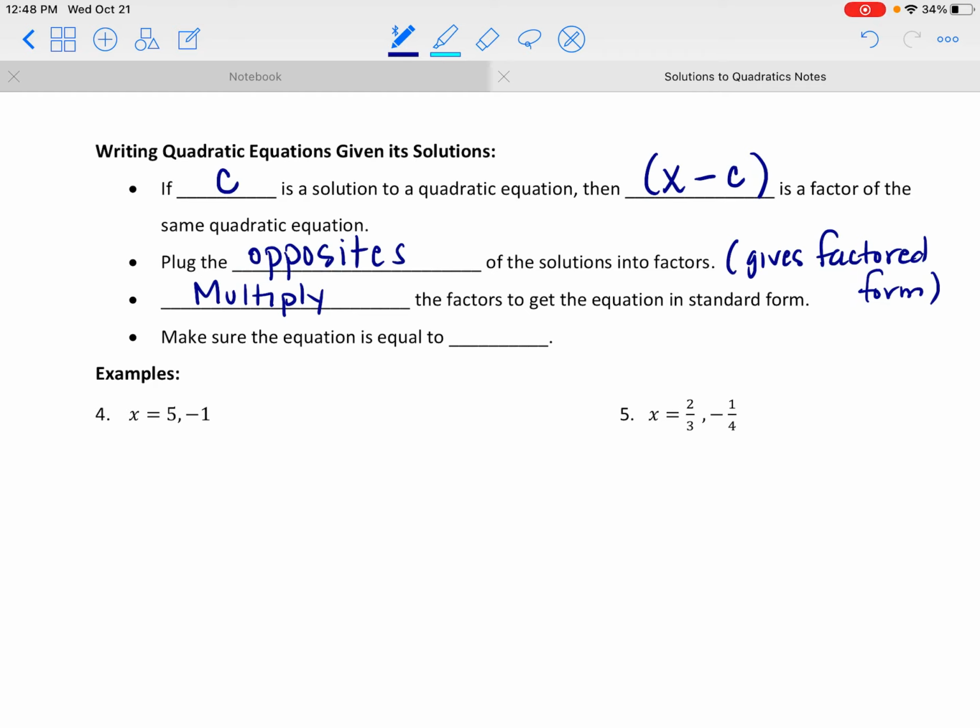And then just make sure that in the process here, your equation is equal to 0. If you don't actually put the equal sign and the 0 at the end, then you don't have an equation at all, and the solutions wouldn't be solutions to this thing that would not be an equation, okay? So just to keep it proper, make sure that equals 0 is at the end.